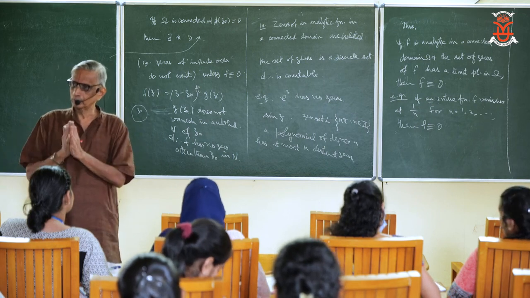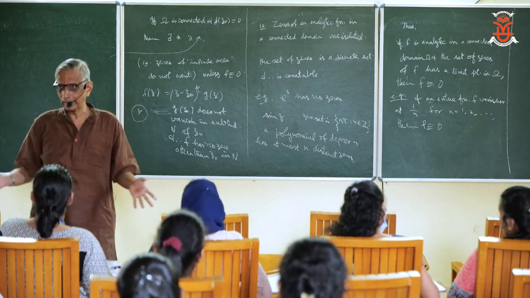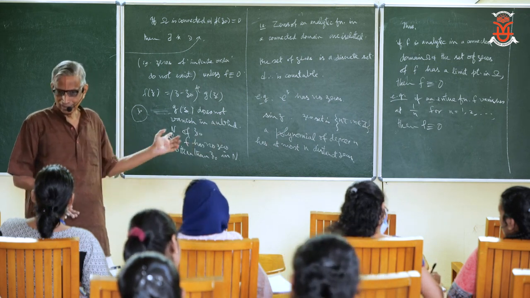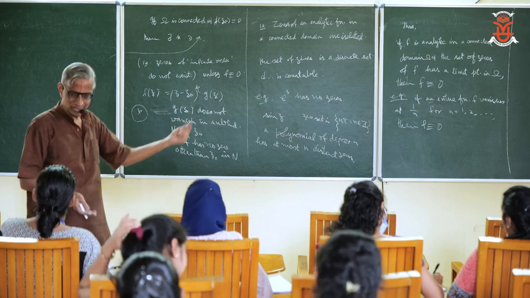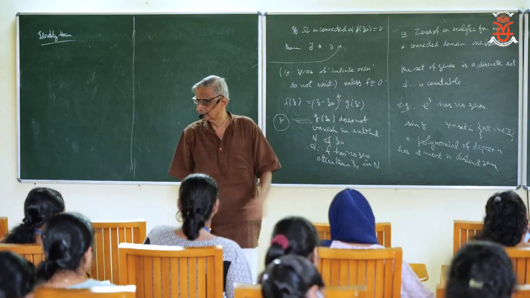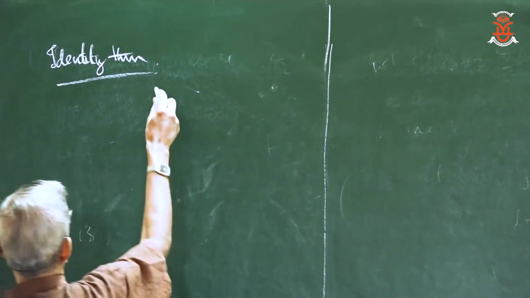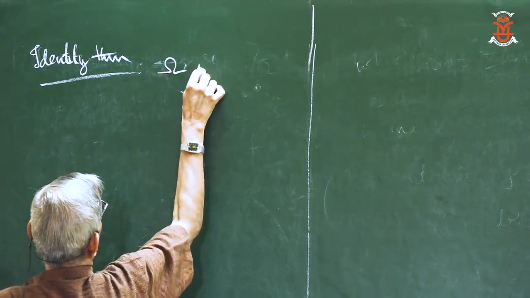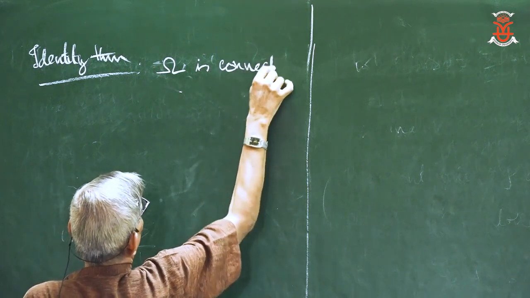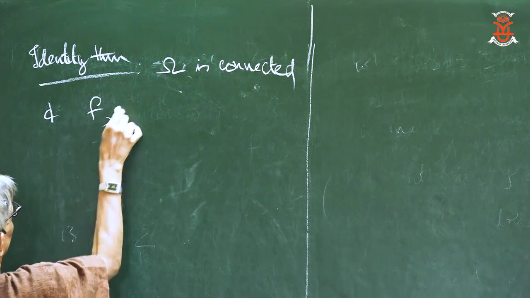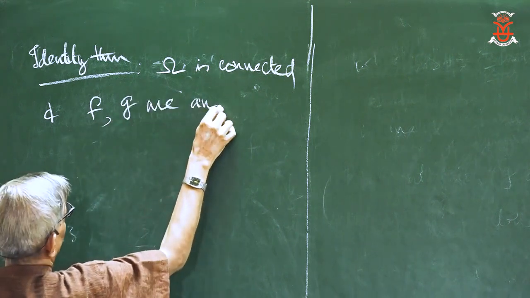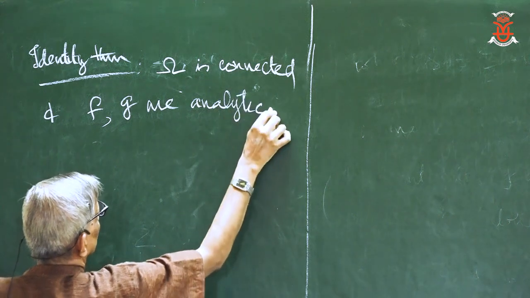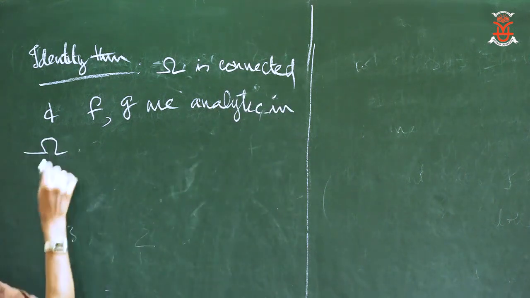So in other words, the function on the whole plane is completely determined by its values on this set 1 by n. So this can be again rephrased as the following theorem. If you have two analytic functions, is it okay? So omega is connected. And F and G are analytic on omega.